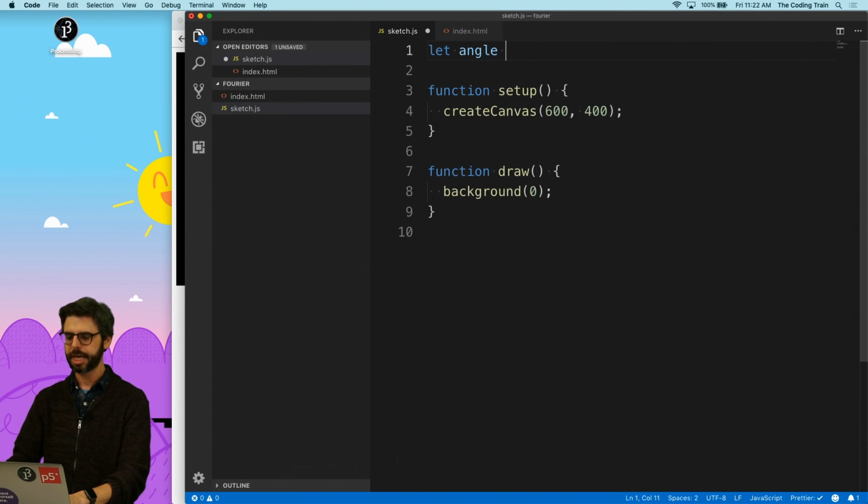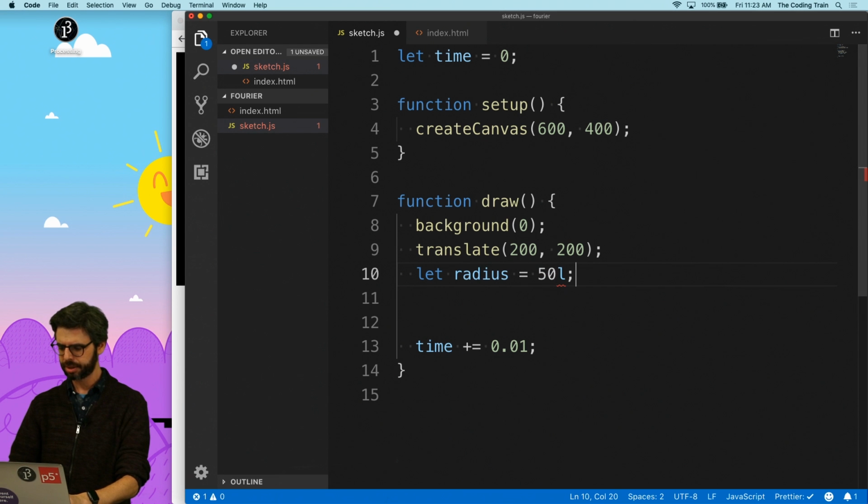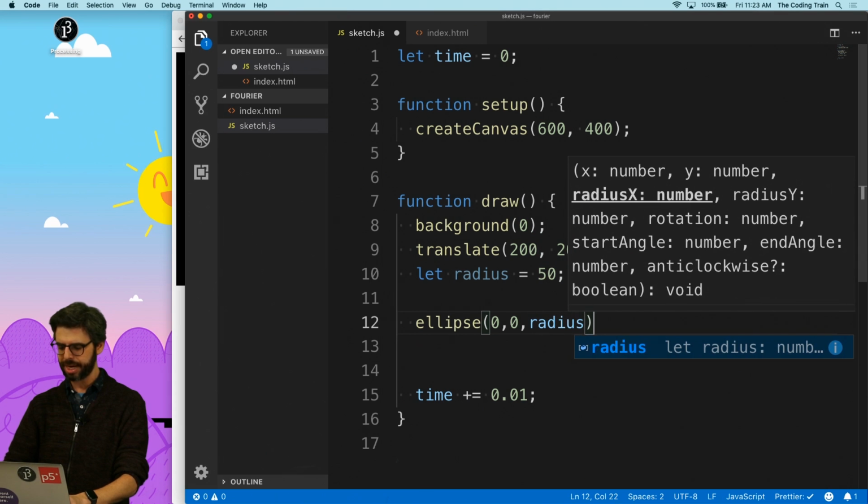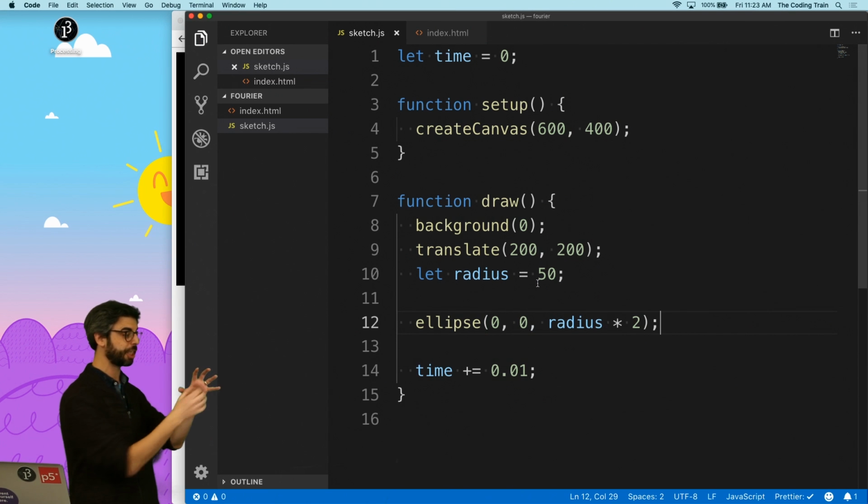And then I'm just going to say time plus equals, every time through draw. If you haven't worked with P5 before, draw is a function that loops over and over again. So time is moving forward. Then what I also want to do is draw a circle somewhere. So I'm going to translate 200 pixels over and 200 pixels down. I'm going to have this idea of a radius. The radius of the circle that I want to draw is maybe going to be 50 pixels. And then I'm going to say ellipse at 0, 0 with that radius times 2, because the ellipse function expects a diameter.